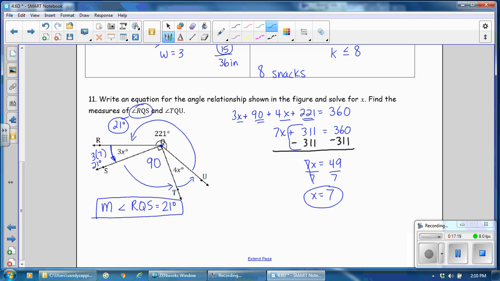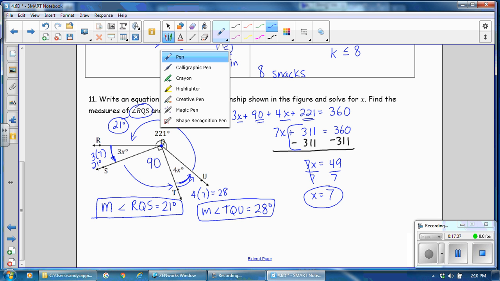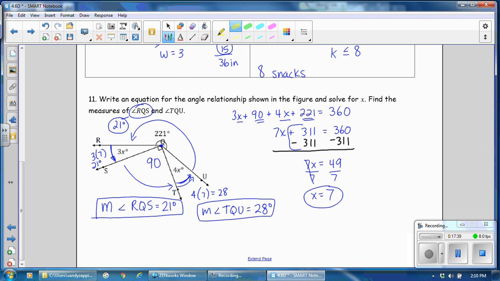The other angle over here is 4 times x. So that's going to be 4 times 7. And that is equal to 28. So the measure of angle TQU equals 28 degrees. You can double check to make sure that's correct by adding all 4 of the angles together to get 360. So 221 plus 21 plus 90 plus 28 equals 360. And that concludes our, oh wait, we have one more page.